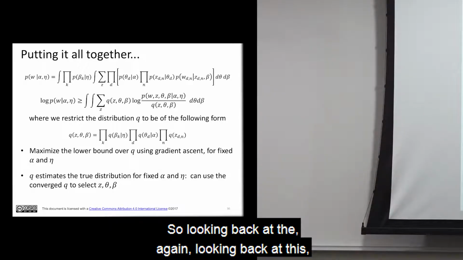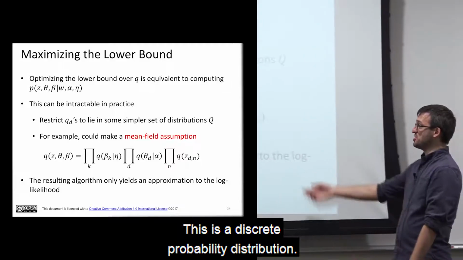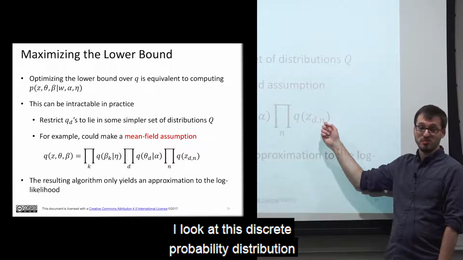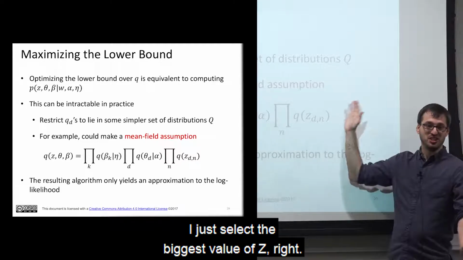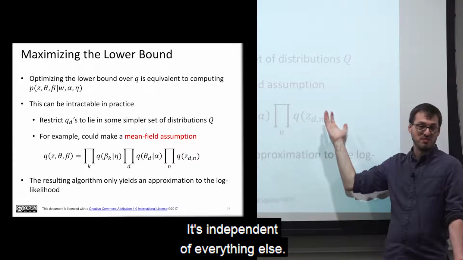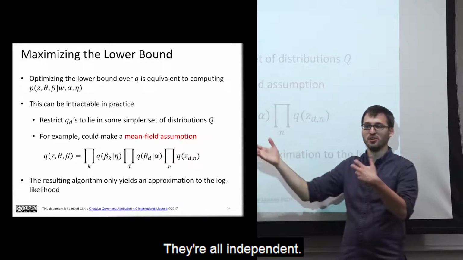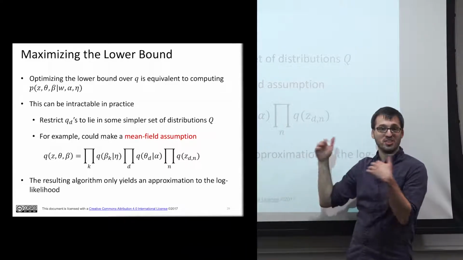So looking back at the factorization, this is a discrete probability distribution. I want to find the optimal choice for topics. I look at this discrete probability distribution over the topic for the nth word in the dth document. I just select the biggest value of z. It's independent of everything else, so I just pick the best one. Same thing for the thetas and the betas. They're all independent, I just pick them all separately. So it's just a bunch of separate, easier optimization problems that I just solve for.